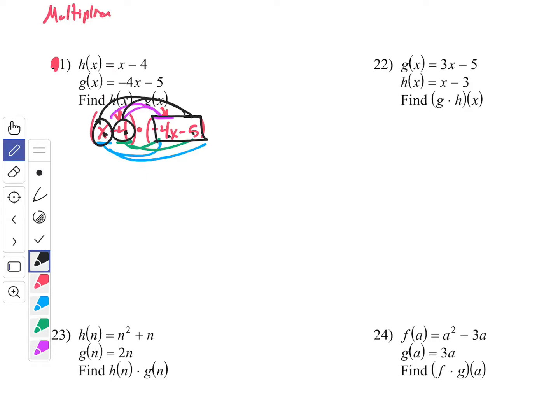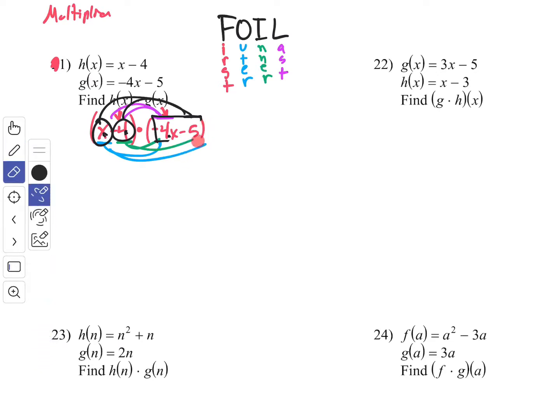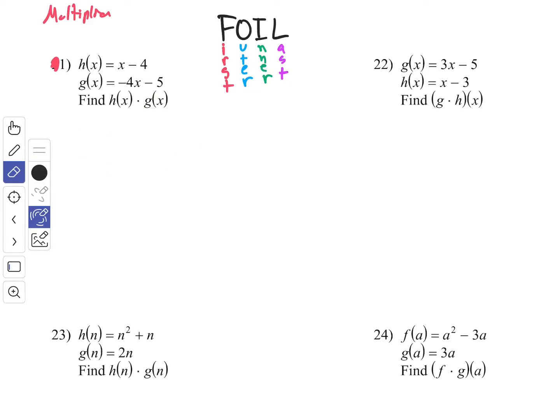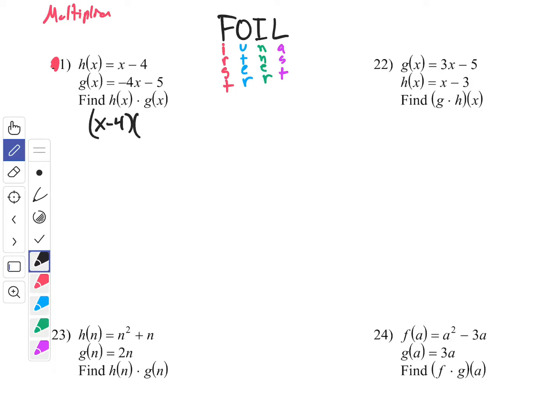Okay, now we've got kind of a thing, not a trick, but a way that we can kind of think through it. And it's called FOIL when we're dealing with this. And we call it first, outer, inner, and last. And it's just kind of an easy way to remember the steps and how to do this. So let me rewrite this one. So we've got x minus 4 times negative 4x minus 5.